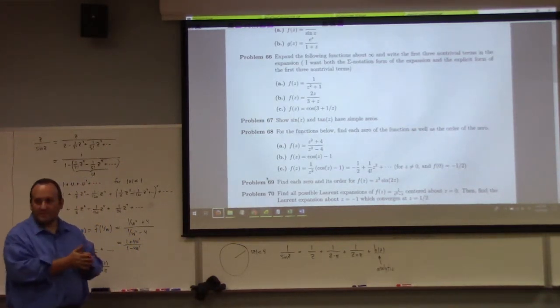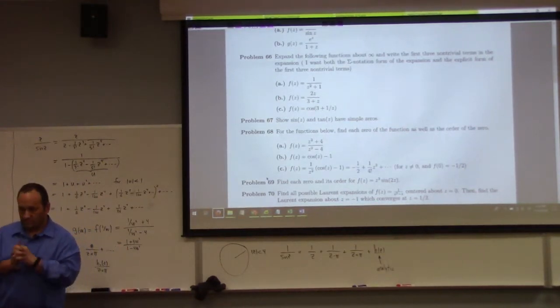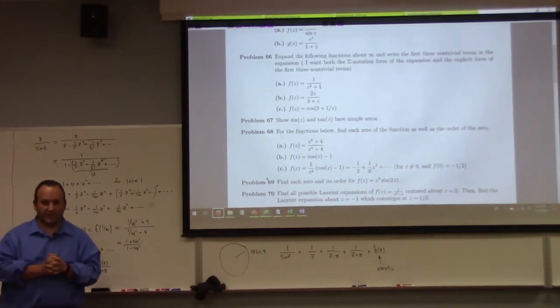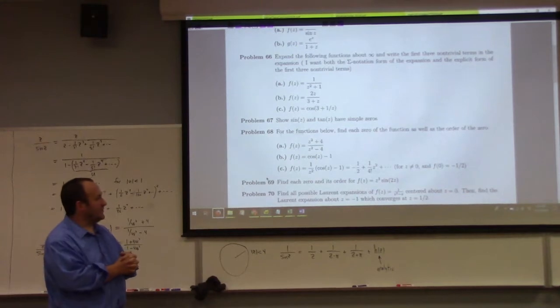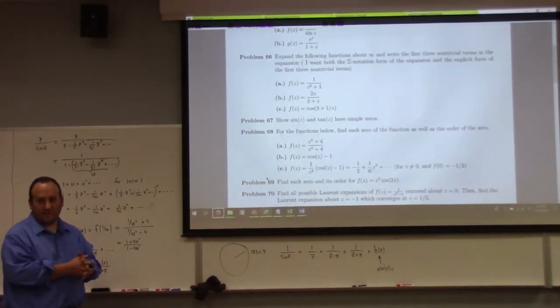Other questions? Right. So whatever order it is, that number derivative. Correct. Right. So a simple zero is one for which the derivative at the zero is non-zero.